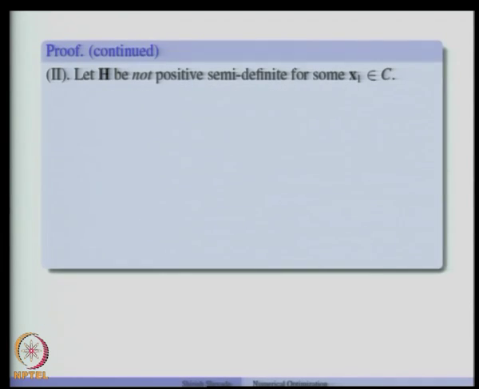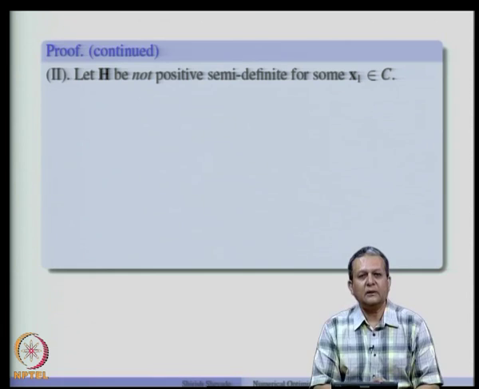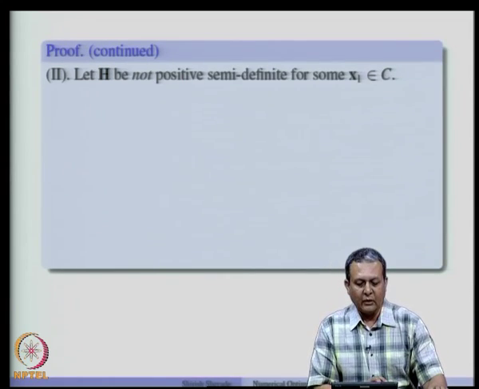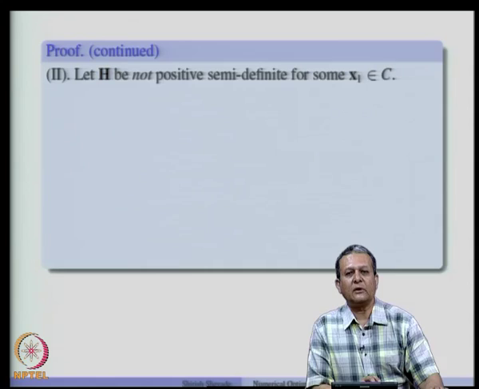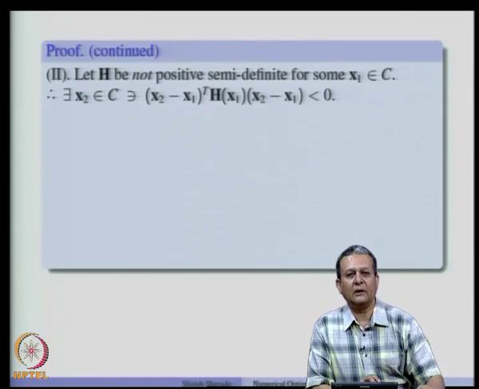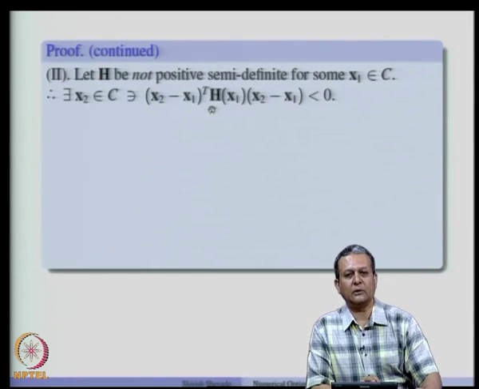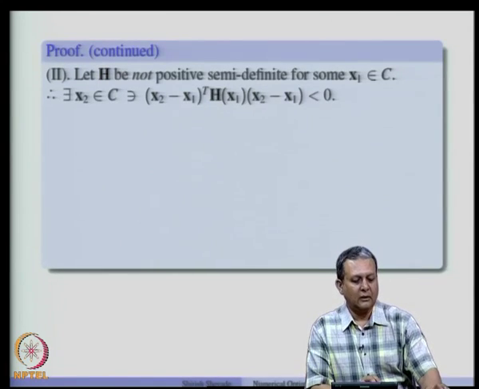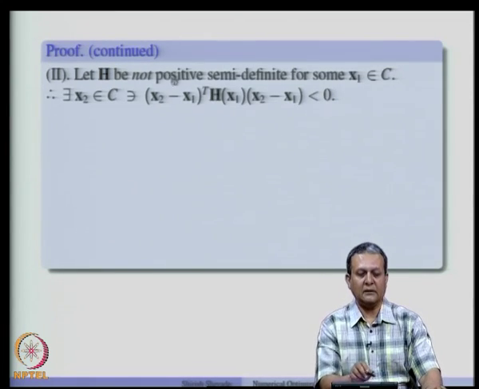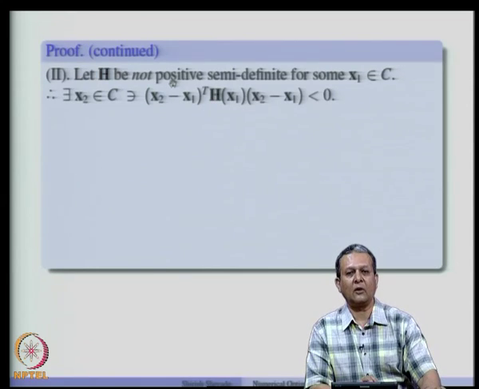Now, let us look at the second part of the proof. So, let us assume that H is not positive semi-definite for some x1 belonging to C, and then we come up with the result that if H is not positive semi-definite, then f is not convex. So, if H is not positive semi-definite for some x1, then there exists some x2 in the set C such that (x2 minus x1) transpose H(x1) (x2 minus x1) is less than 0. Now, we will make use of this fact to show that under this assumption f cannot be a convex function.